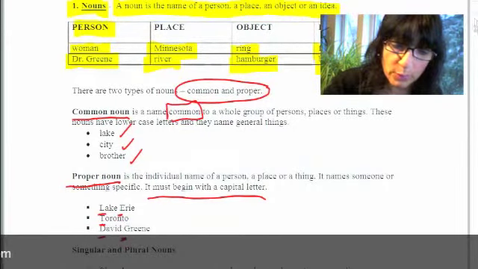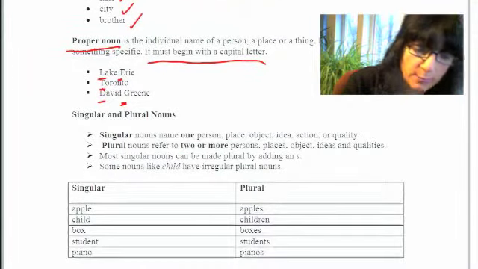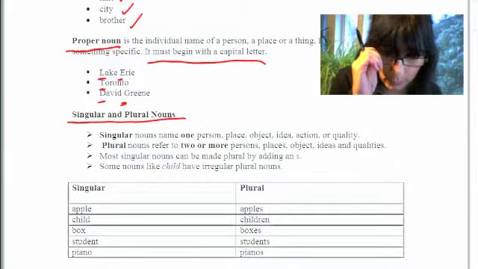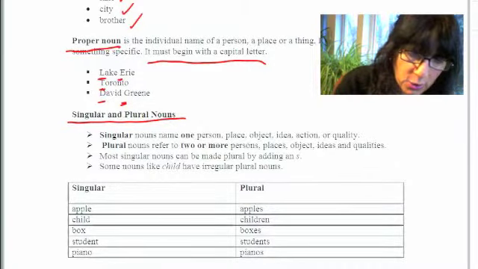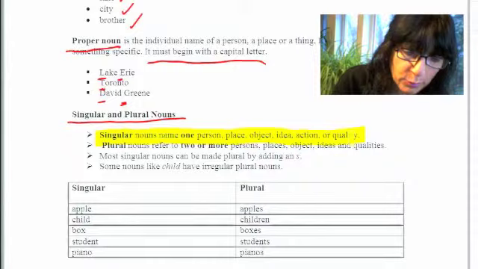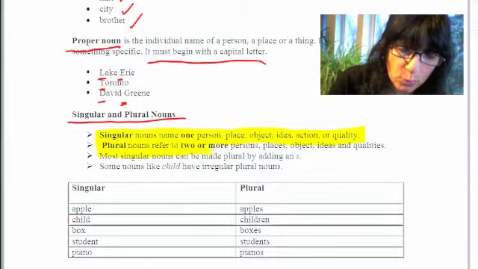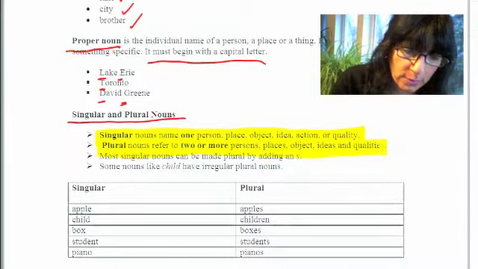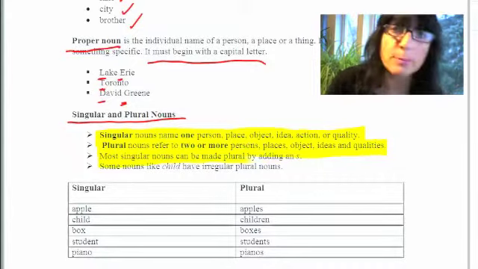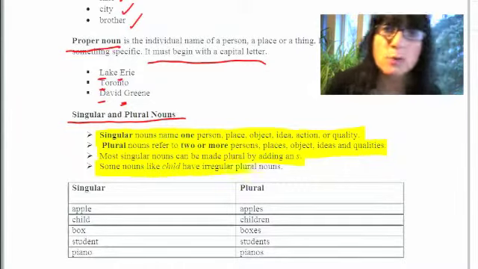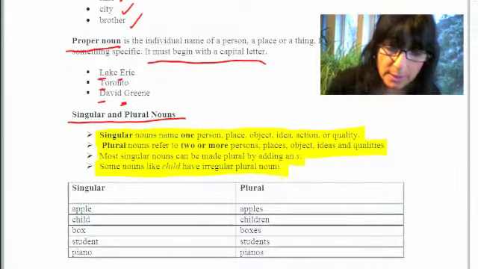Also important to know when you're writing nouns, there are both singular and plural nouns. And let's take a quick look at the difference between a singular and a plural noun. A singular noun just names one person, place, object, action, or quality. However, a plural noun, plural means it's 2 or more places, objects, ideas, and qualities. Now, most singular nouns can be turned into the plural by simply adding an S. But there are some nouns, like the word child, that do have an irregular plural. Let's look at this chart for a few quick examples.